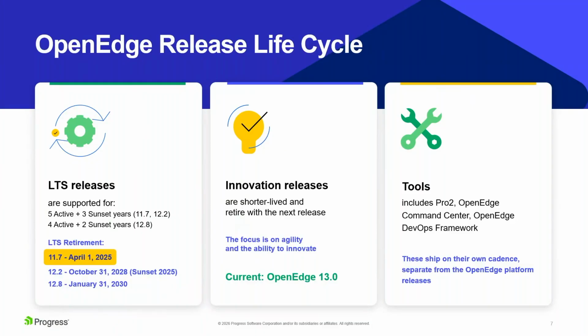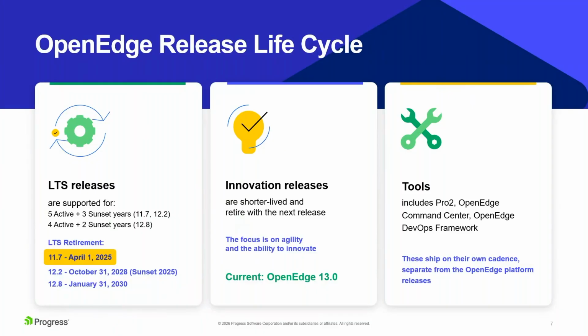Historically, LTS releases were supported for 5 years of active support, followed by 3 years of sunset support, which is a model that applied to OpenEdge 11.7 and 12.2. A couple years back, we updated the lifecycle policy to help us deliver innovation faster. Under the updated policy, LTS releases now have 4 years of active support, followed by 2 years of sunset support. This means OpenEdge 11.7 retired in April of 2025, OpenEdge 12.2 is set to retire in October of 2028, and OpenEdge 12.8, which is our latest LTS release, is set to retire in January of 2030.